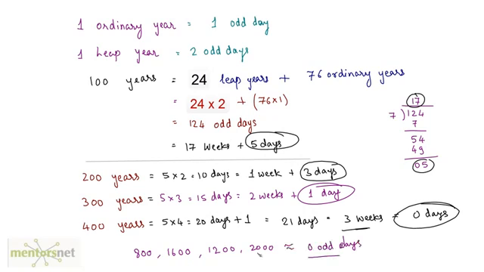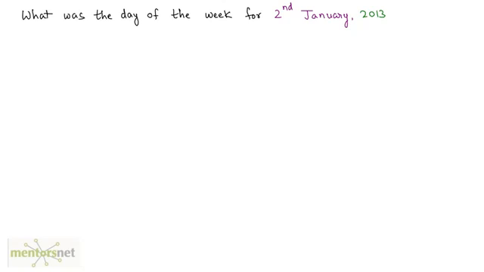After this quite lengthy talk, you must be wondering, what is the use of these odd days? Odd days are useful in such questions. You have been asked what was the day of the week for 2nd January 2013. So given any date, you'll be able to find what day of the week was on that date. Let us see how we use odd days while solving this question.